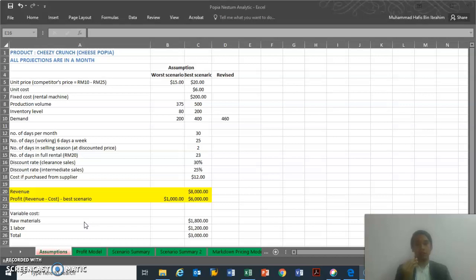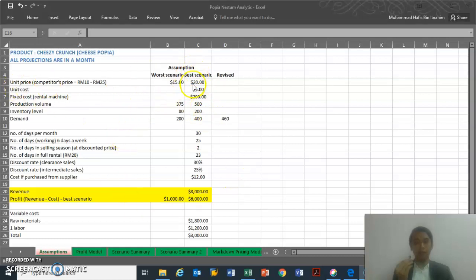So today I would like to explain the scenario and sensitivity analysis of my product. My product is Cheesy Crunch, Cheese Popia, and these are all my assumptions in a month.